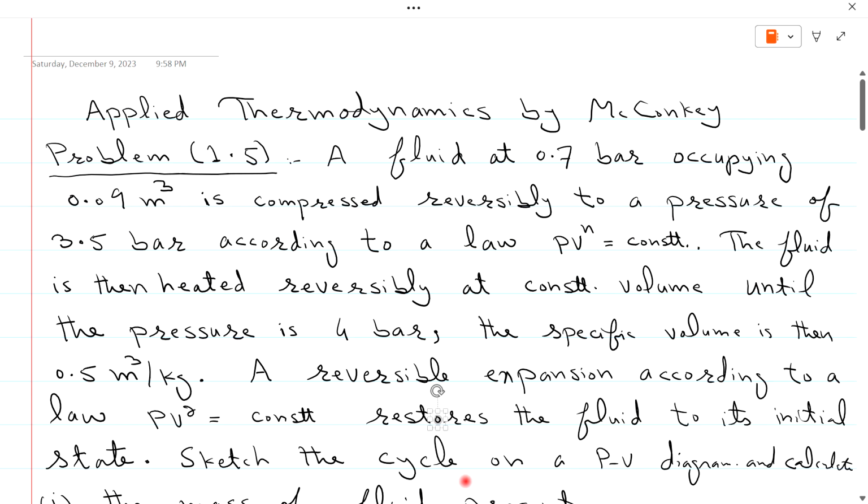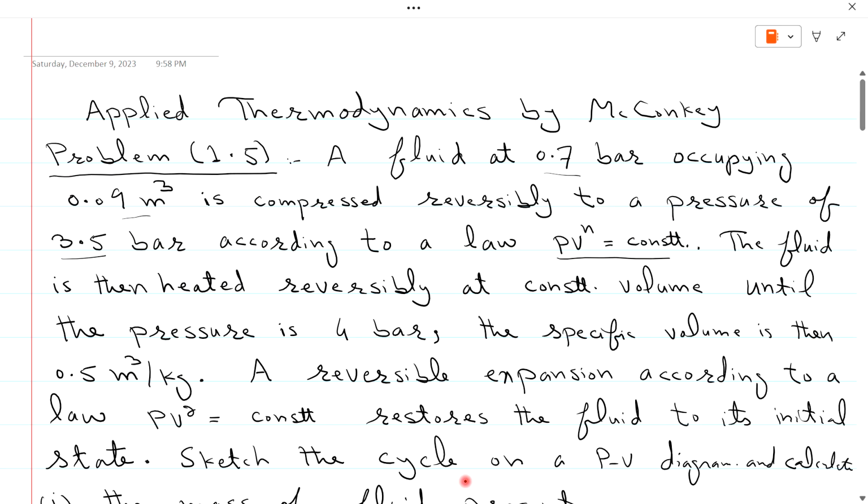So, the problem is: a fluid at 0.7 bar occupying 0.09 meter cube is compressed reversibly to a pressure of 3.5 bar according to a law PV^n = constant. This is the first process, and P1 and P2 are given. P1 is 0.7 bar and P2 is 3.5 bar. Similarly, V1 is given to us, total volume 0.09 cubic meter.